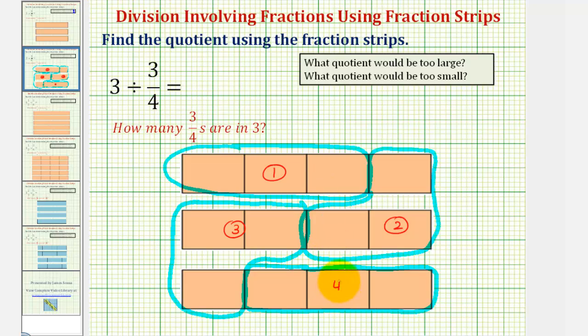So notice how we have a total of 4 3/4 in 3, or we can say there are 4 copies of 3/4 in 3, and therefore 3 divided by 3/4 equals 4. So using fraction strips can be a nice way to conceptualize what's happening when we divide a whole number by a fraction. I hope you found this helpful.